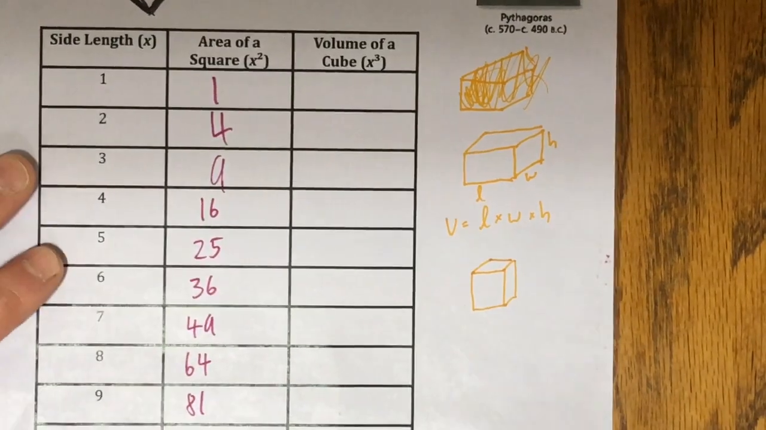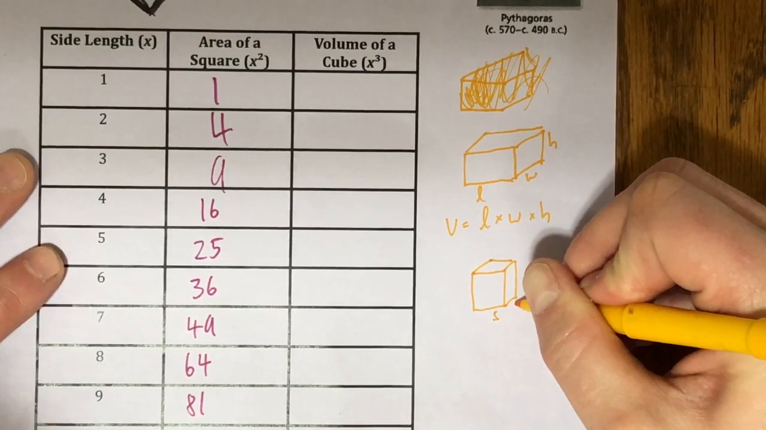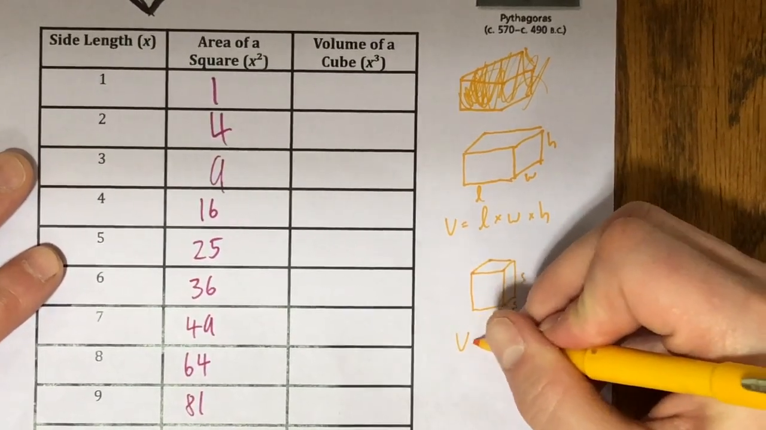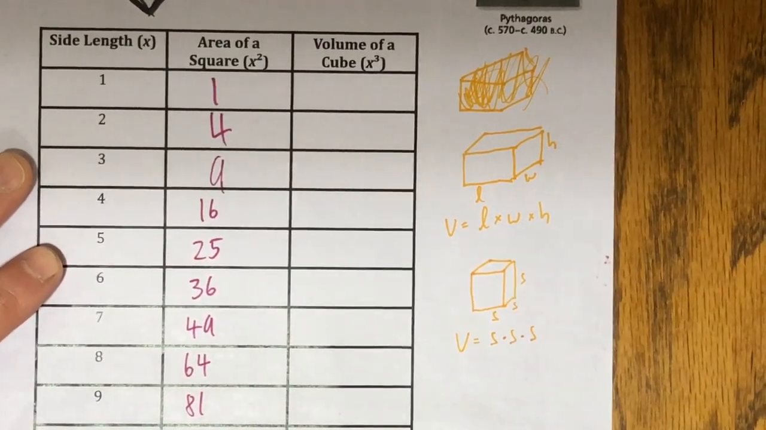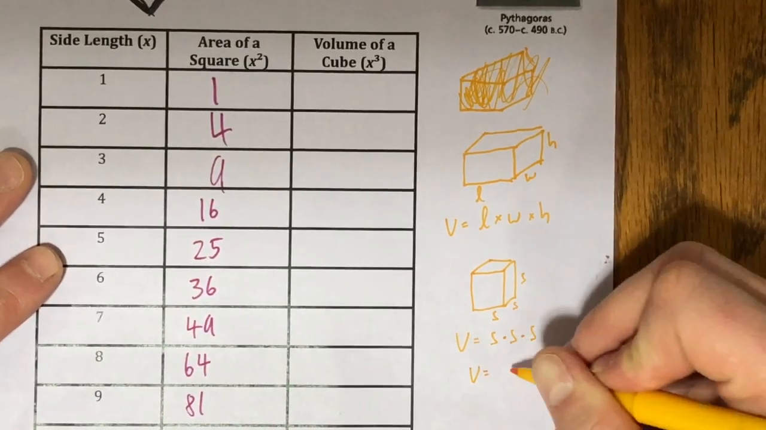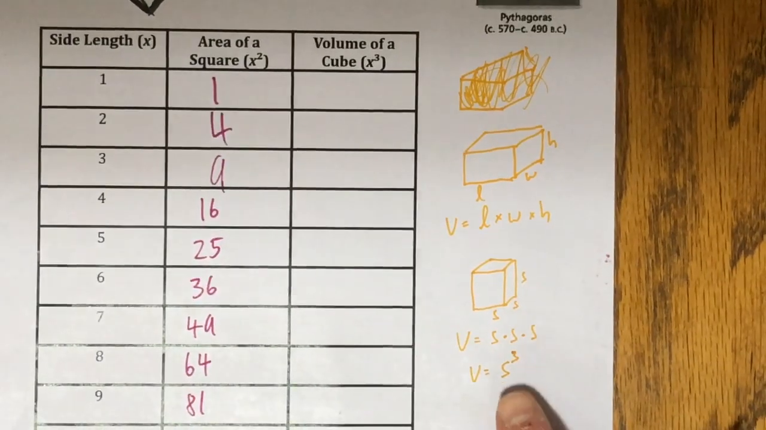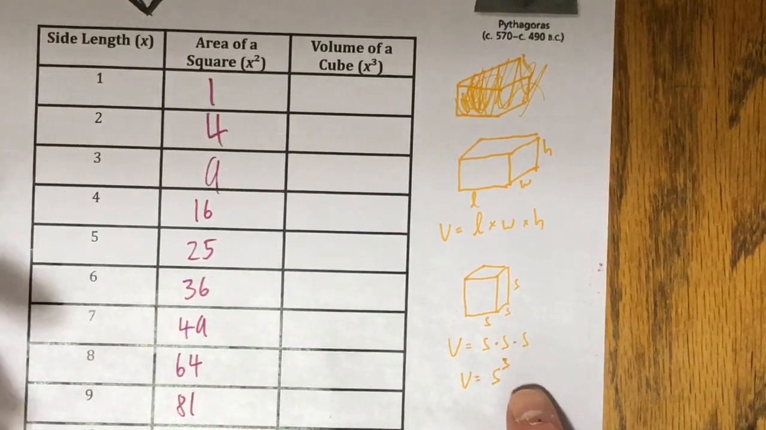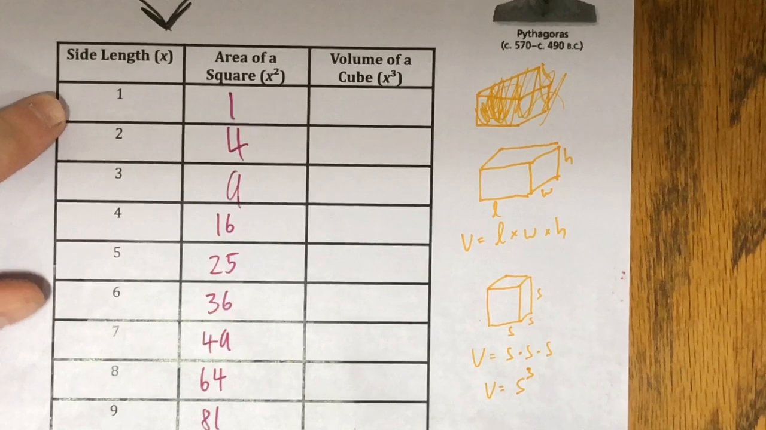Now, if it's a perfect cube, the length, the width, and the height are all the same. We just call that S usually. So then the volume is S times S times S, which is the same thing as S to the third power, which is why when numbers are to the third power, we often call that cubing them.